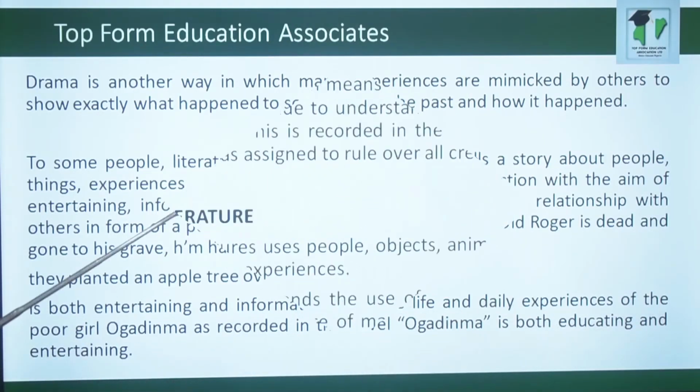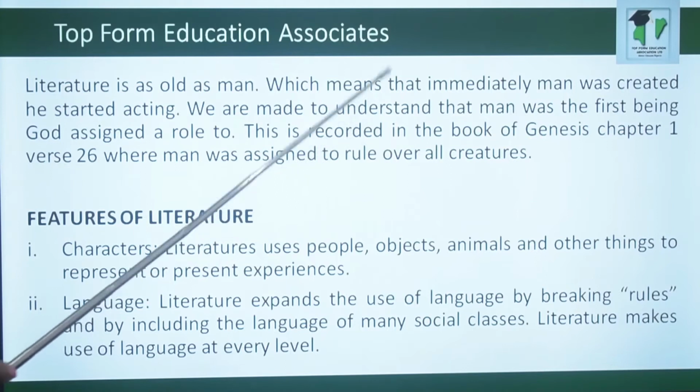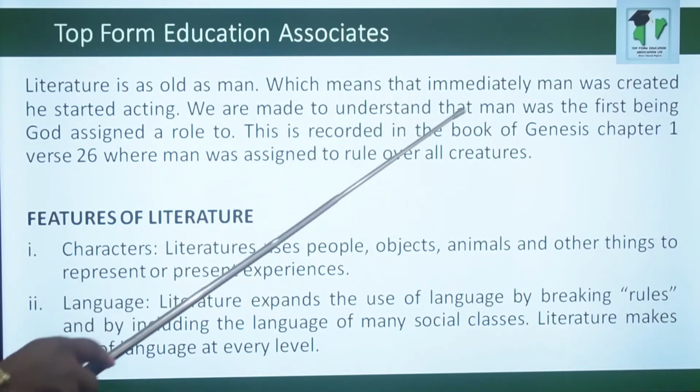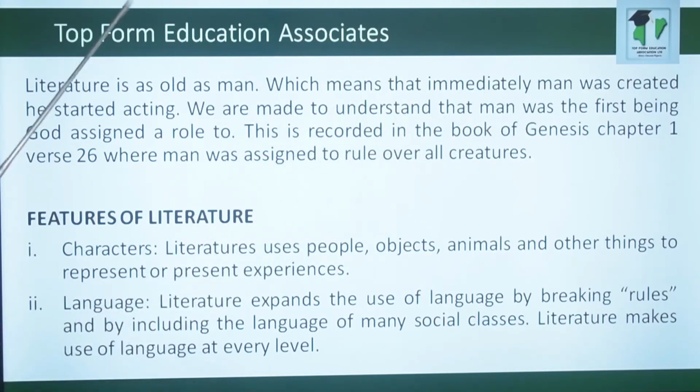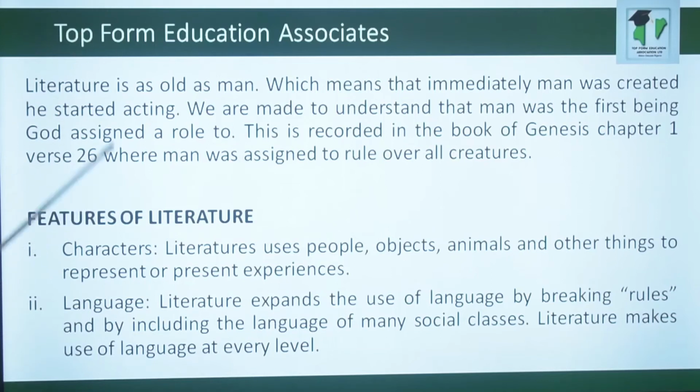Literature is also as old as man, which means that immediately man was created, he started acting. We are made to understand that man was the first being God assigned a role to. This is recorded in the book of Genesis, chapter 1, verse 26, where man was assigned to rule over all creatures.